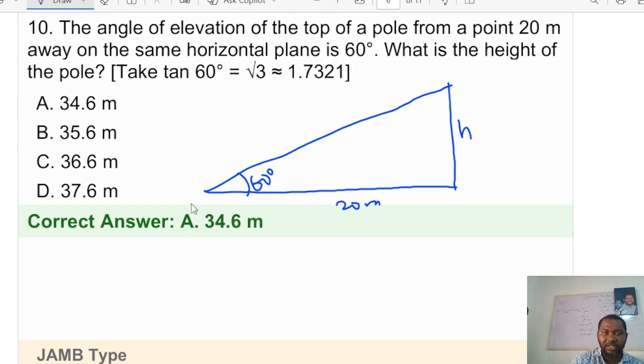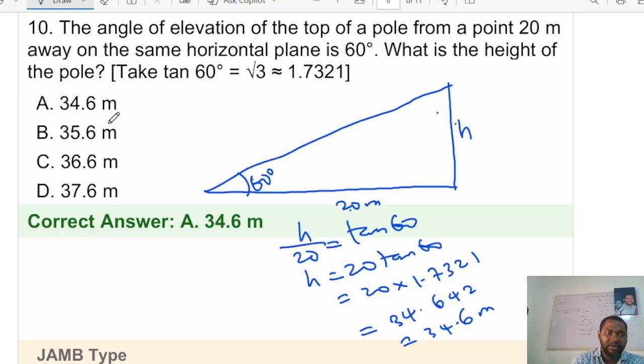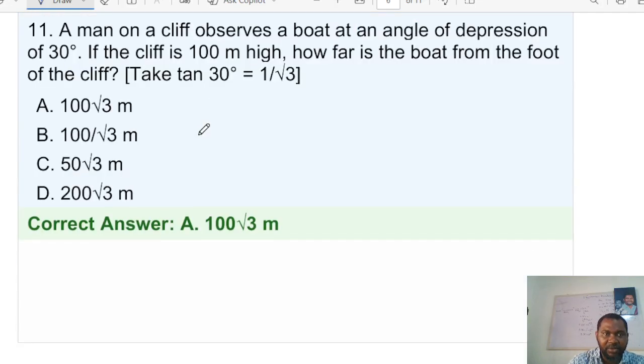So you can simply say h is opposite, 20 is adjacent, so h over 20 is equal to tan 60. That means h is going to be equal to 20 tan 60, which is 20 times 1.7321, and that would be 34.642, so approximately 34.6 meters. So the answer is A. We still have more questions to go.